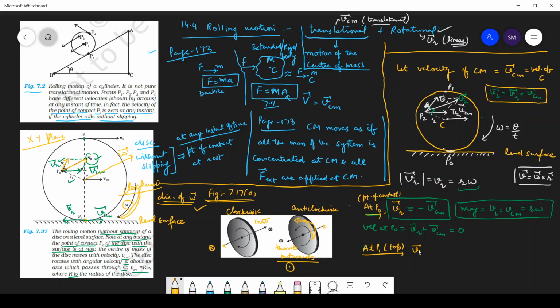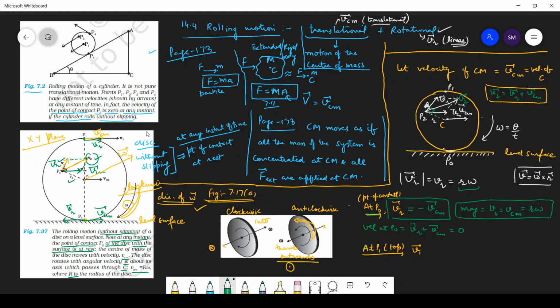So what will be the magnitude of V1? You can clearly see here that this is your VCM, and it is also rotating, so this VR will also be here. So this is VCM and VR. Here both of them are in the same direction, so these two vectors will be added, their magnitudes added in the same direction.